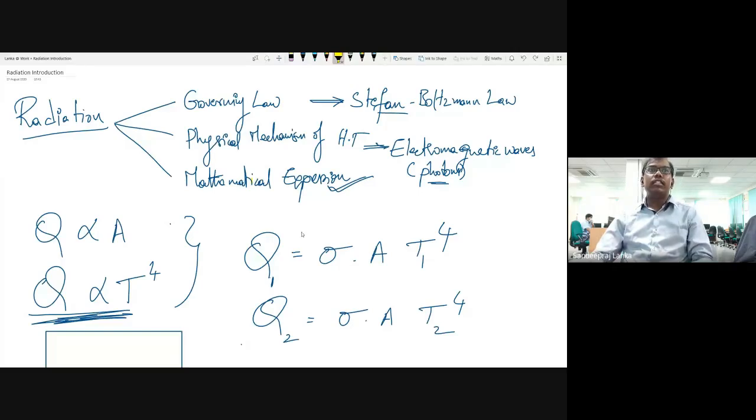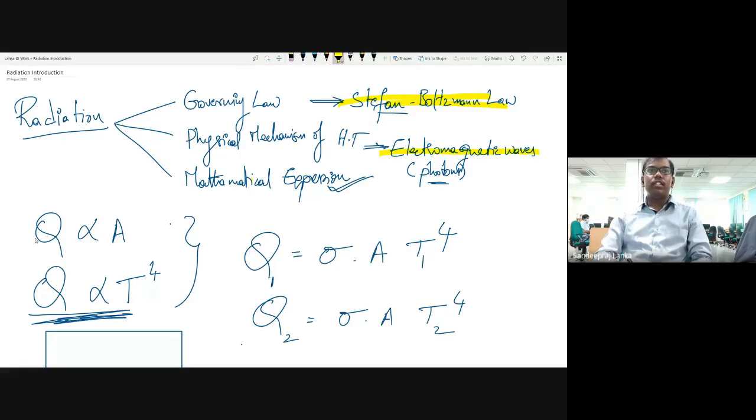Now let us quickly review what we have seen in the last class. We have seen an introduction to radiation. We have seen the governing law, which is the Stefan-Boltzmann law. And the physical mechanism of heat transfer is that electromagnetic waves carry this radiation heat transfer.